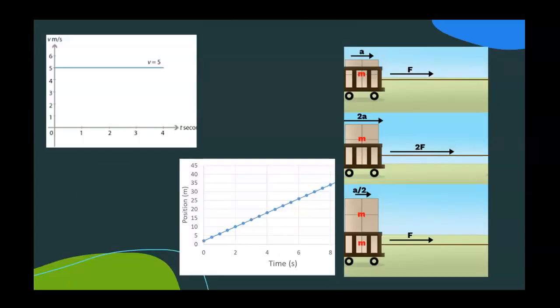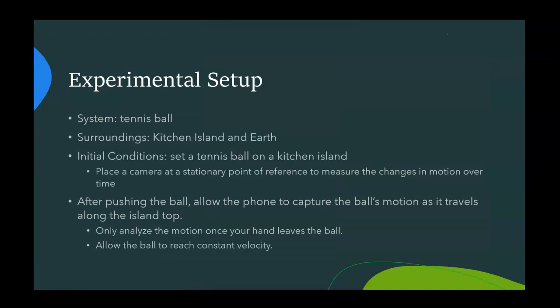In this experiment, our setup involved a tennis ball, and our system was the tennis ball, and its surroundings included the Earth and the kitchen island. Our initial conditions involved us setting the tennis ball on a kitchen island and placing a camera at a certain point of reference. After pushing the ball, we allowed the ball to reach constant velocity and began our analysis from there.